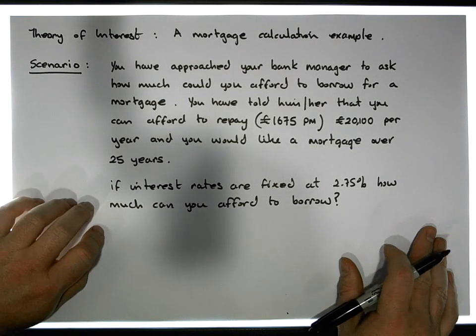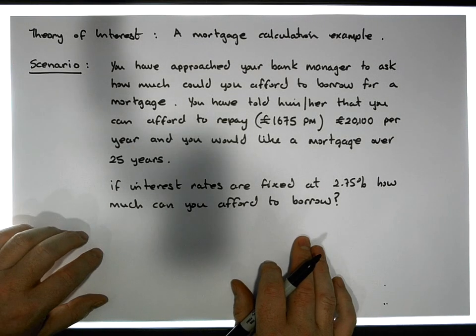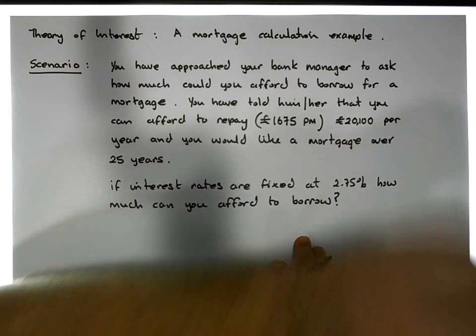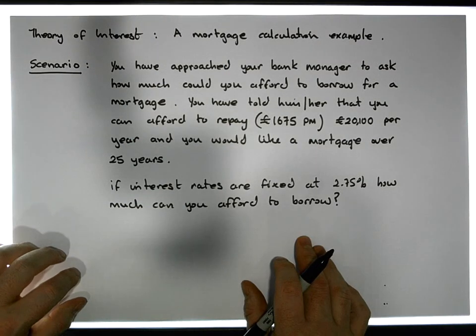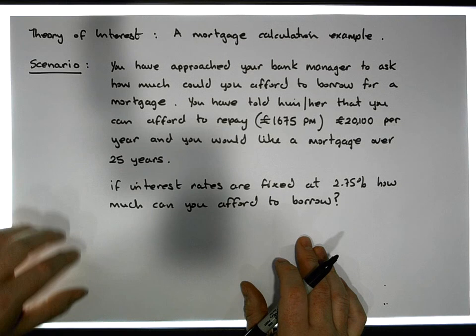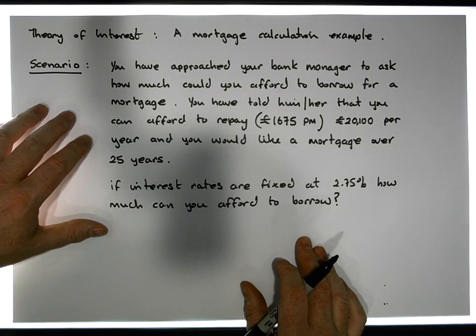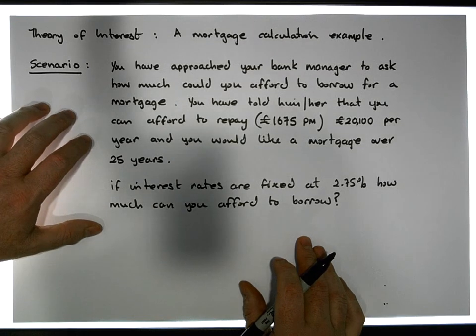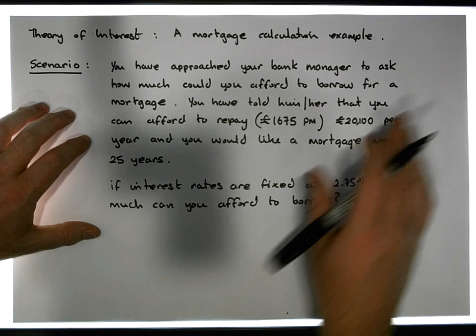In this video, another in our series of videos dealing with the theory of interest, is another mortgage calculation example, where we're going to apply the formula that we have previously derived in one of our earlier videos, the formula dealing with mortgages, sinking funds and annuities. We're going to apply it to this particular example.